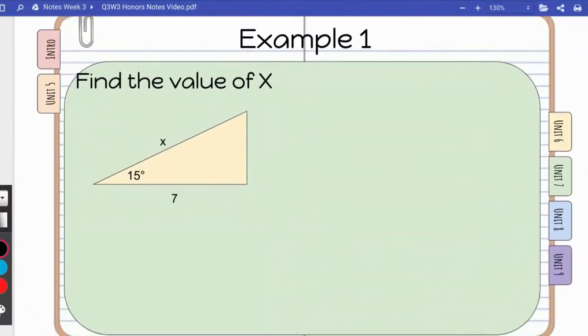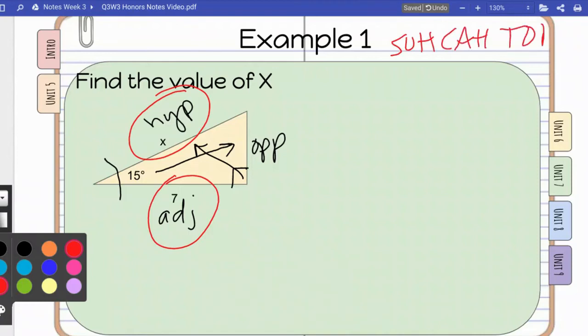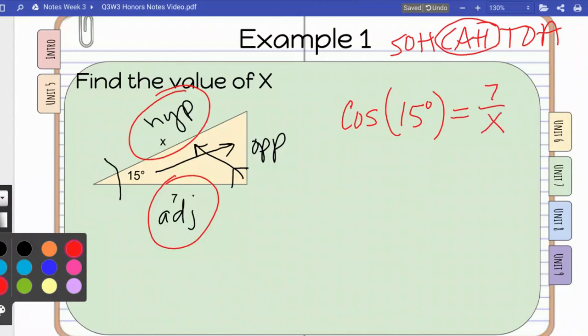So let's label the next example. Our reference angle is 15 degrees, so we have our opposite side, our adjacent side, and then across from the 90 degrees is our hypotenuse. I'm going to circle the hypotenuse because that's what we want to find, and I'm going to circle the adjacent side because that's the side that was given to me. So SOHCAHTOA, we circled adjacent and hypotenuse, so that's now our cosine. So we're going to write down COS, that means cosine. In the parentheses is our degrees, so 15 degrees equals, and then it's A divided by H. So that's going to be 7 divided by X.